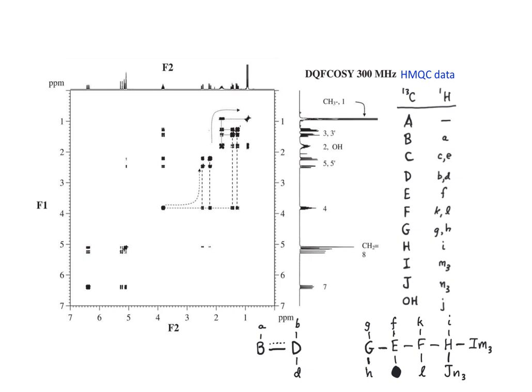What remains is to determine how these 2 spin systems are connected to carbon C, which has protons C and E, and to carbon A, which has no protons attached to it. For that information, we need another correlation experiment, which is described in the next video.